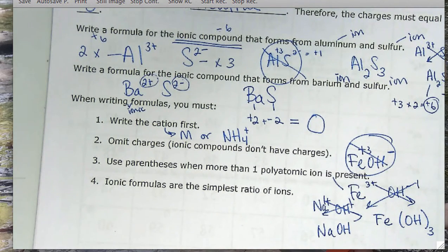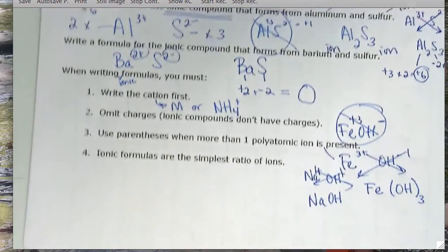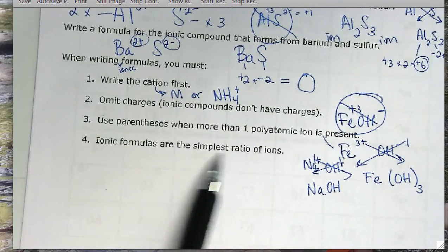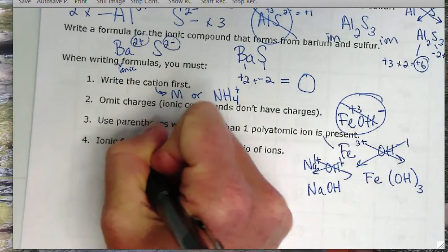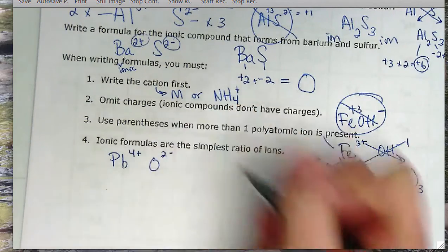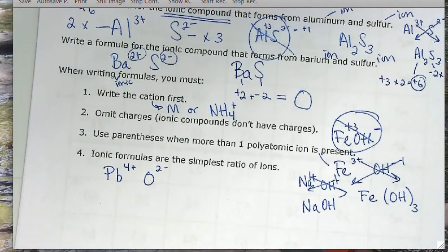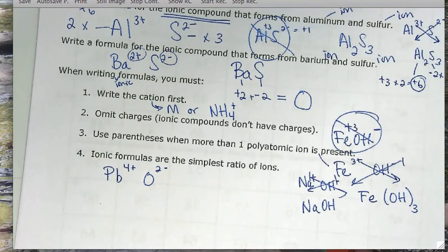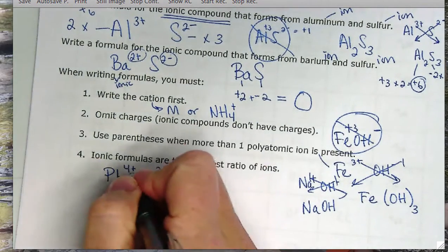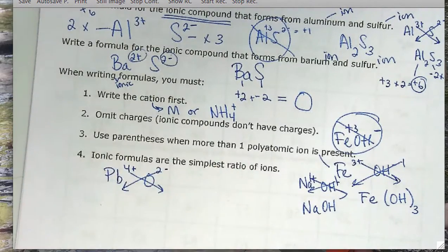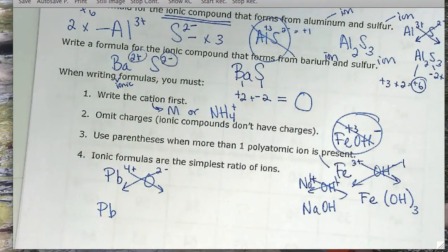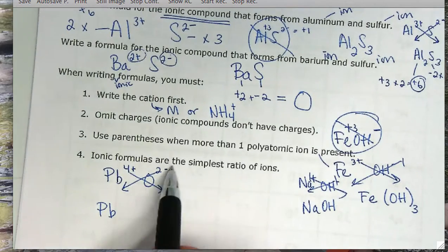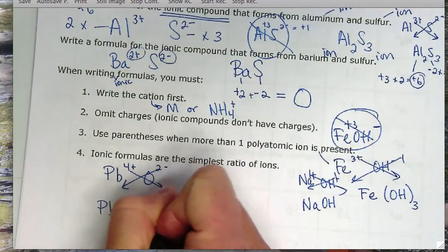Okay. Ionic formulas are the simplest ratio of ions. So let's say I come up with Pb 4 plus and O 2 minus. I want to have a neutral compound. So when I do the cross and drop, what's that going to look like? If I do the cross and drop, that takes care of the charges. That does the math for you. So Pb 2 O 4.